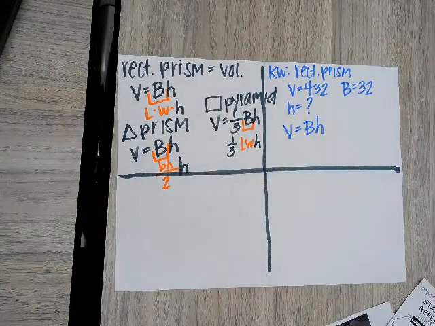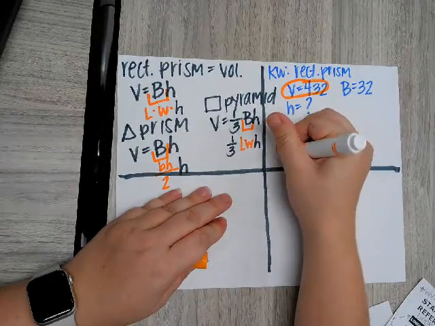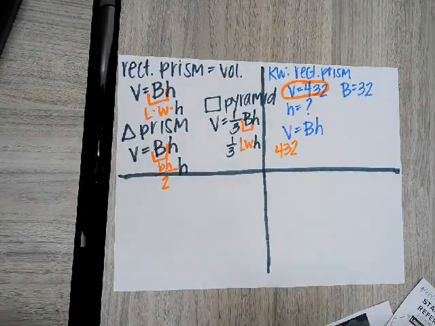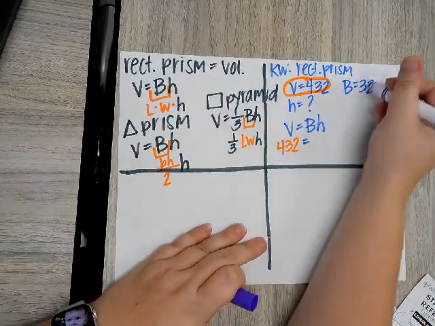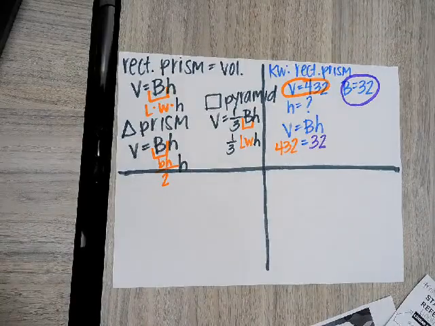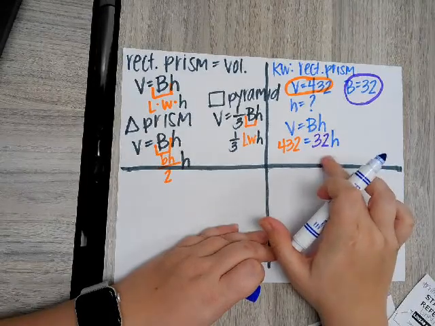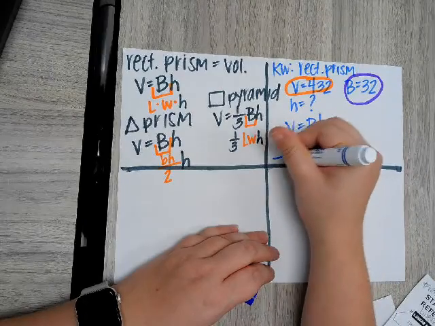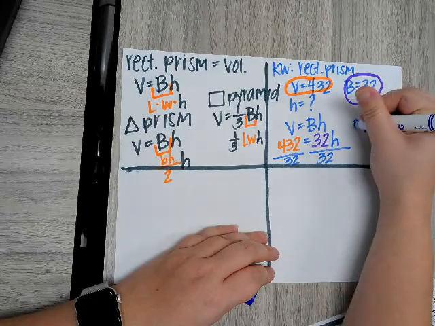I'm going to plug in what I know, or substitute what I know. So I know my volume is 432. I know my area of the base is 32. But I do not know my height. My height is what I'm trying to look for. So how do I get H by itself? Remember, I do inverse operations, so I'm going to divide. So now I'm going to do 432 divided by 32.